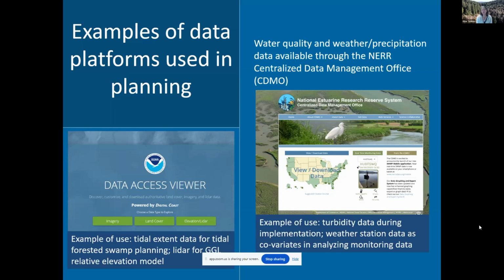We also use weather station data as covariates for analyzing monitoring data. So there's a lot of monitoring that's going into this, and having that water quality and weather information right from our site is fantastic. And there's a lot of different ways that we use this information in our planning as well.